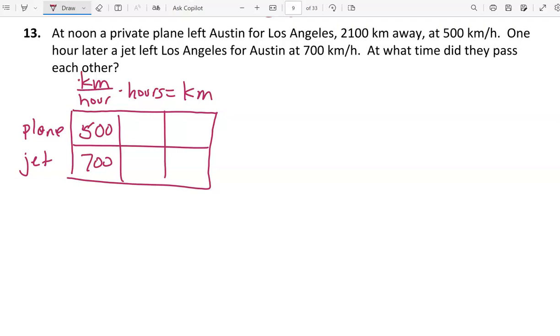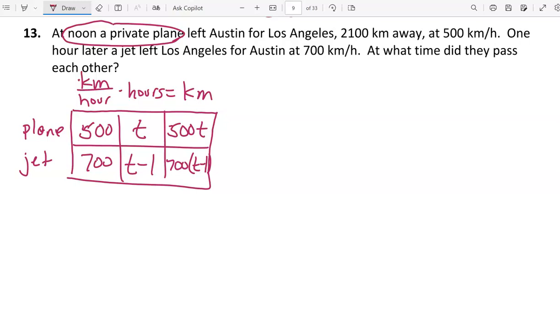I'm going to choose the private plane, and here's my reasoning. The answer to the question is actually a time, like what o'clock is it? And it will be easier if we use the private plane's time because we're just measuring the time since noon. So the private plane leaves at noon. Let's call that t hours. The jet leaves later. The person who leaves later has less time on the road. The number of kilometers would be 500 times t and 700 times t minus 1.